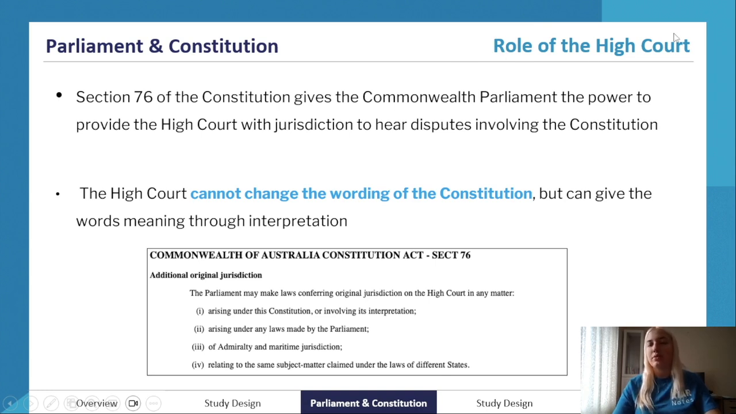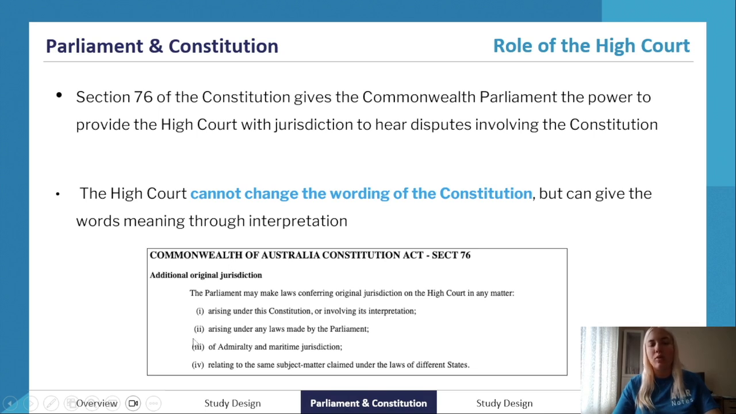But the High Court has additional roles, and when it comes to interpretation, not of statutes, but actually the Constitution, to help resolve disputes. So this means the High Court has jurisdiction to hear disputes between different states and disputes between a person and Commonwealth Parliament or a person and a state level parliament, and disputes between Commonwealth Parliament and a state parliament as well. So you need to know some of these original jurisdiction of the High Court, some of these examples, so you should memorize some of them.